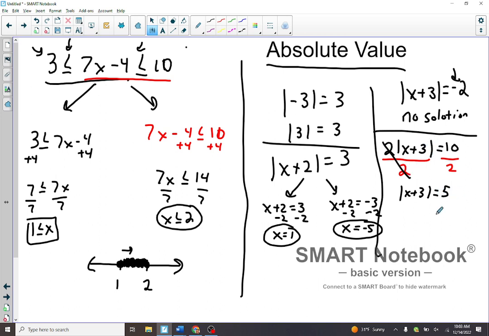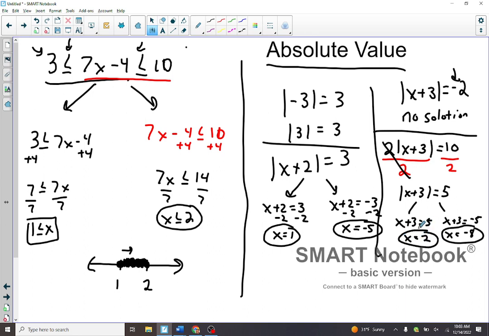So we split into two separate equations: x plus 3 equals 5 and x plus 3 equals negative 5. Subtract 3 on both sides. x equals 2, and x equals negative 8.